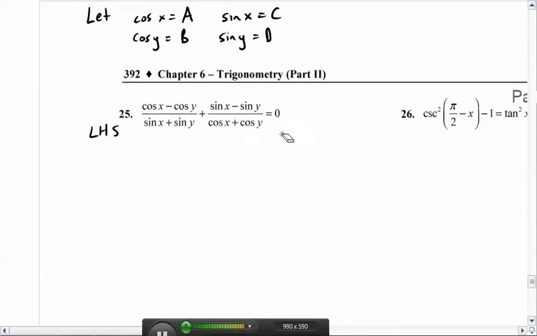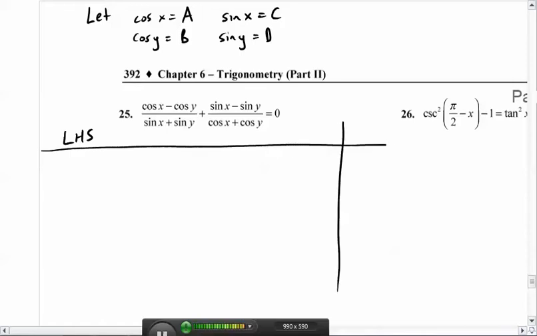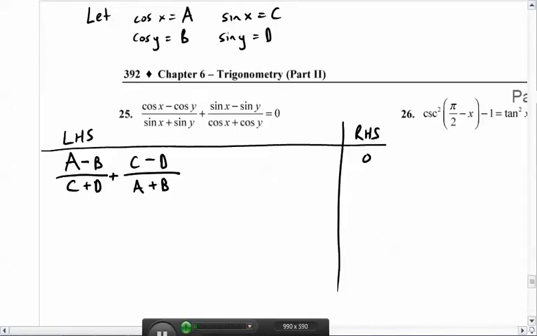Okay, I don't really need a right-hand side for this one. I need a really big left-hand side. And I know my right-hand side is just 0. I can't change that. So I'm going to put in my A's and B's and C's and D's for this problem. Cosine x is A, cosine y is B, sine x is C, sine y is D. That's much easier to look at.